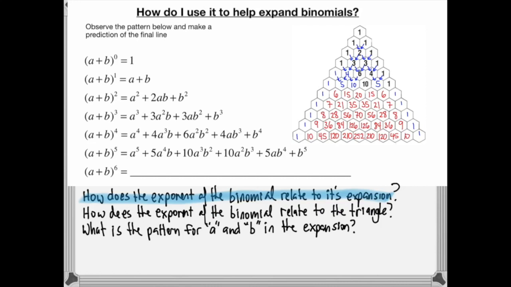This binomial is raised to the 0 power, and we have 1 term. This binomial is raised to the first power, and we have 2 terms. Raised to the second power, 3 terms. Raised to the third power, 4 terms, and so forth. So, how does it relate? Go ahead and think about it for a moment.